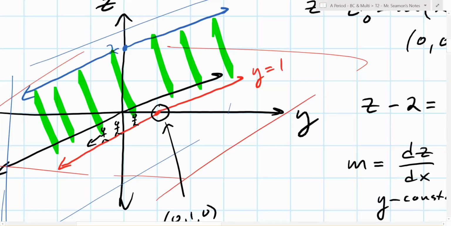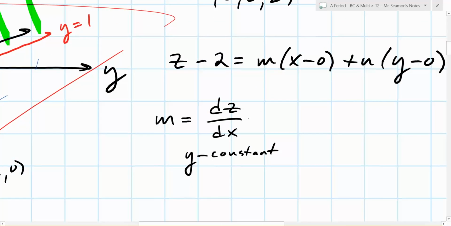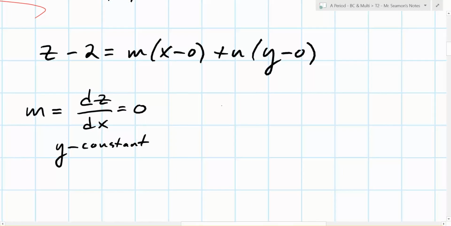If you start anywhere, start up here. What's that point right there? 0, 0, 2. If you have a little dude right there, is he going up or down? Neither. So what is dz dx? 0. That's m. N is dz d what? dy. That's when x is constant.